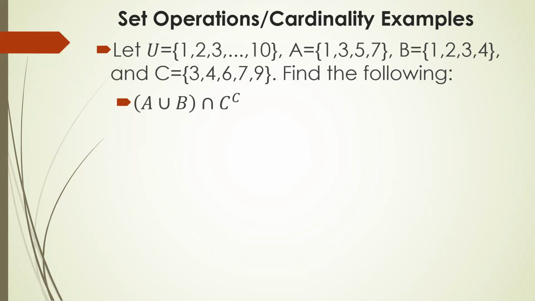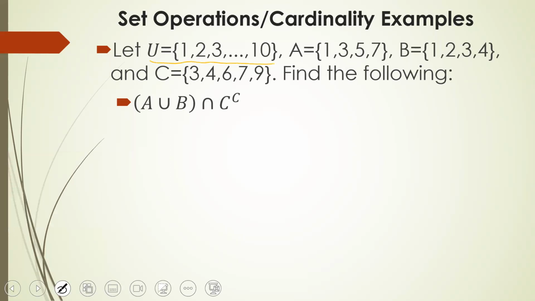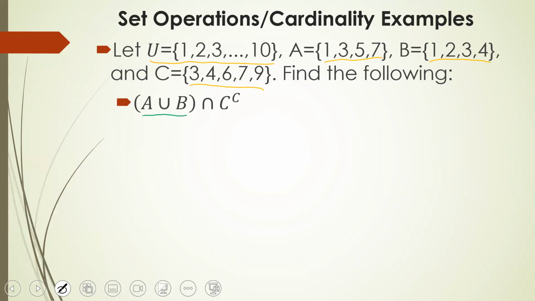So we're going to start with this example you see in front of you, which tells us that we have a universal set that is 1, 2, 3, and then the ... tells us we fill in the blanks there with all the numbers all the way up to 10. So we're basically looking at the whole numbers 1 to 10. The set A are the elements 1, 3, 5, 7. Set B is the elements 1, 2, 3, 4. And the set C are the elements 3, 4, 6, 7, 9. And we're asked to figure out the set represented by A union B intersected with C complement.